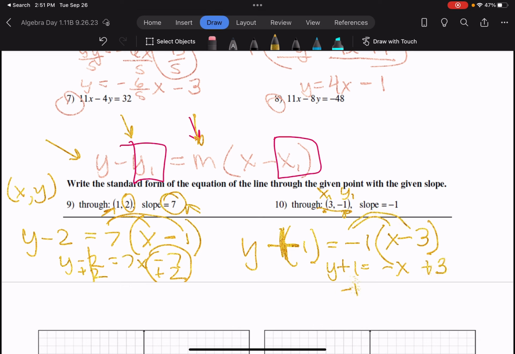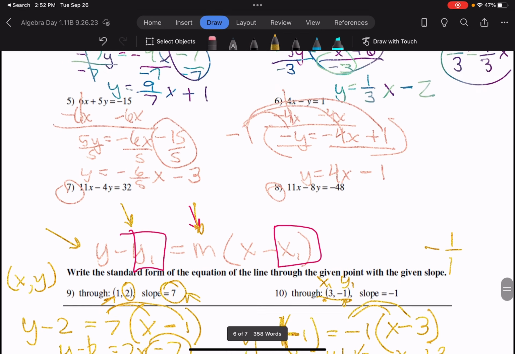Now I need to get rid of this 1, so I'm going to subtract 1 from both sides, and we get y equals negative x plus 2. Now this negative right here is going to be your slope, so that means you have a negative slope of negative 1 over 1. You go up 1 over 1, up 1 over 1. Okay?